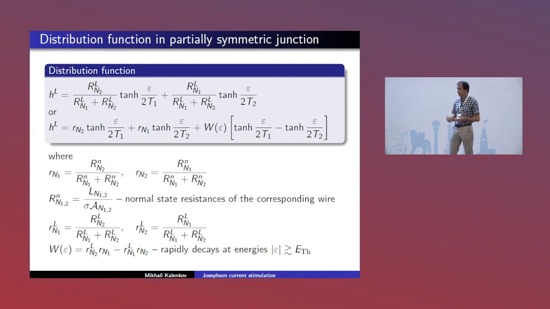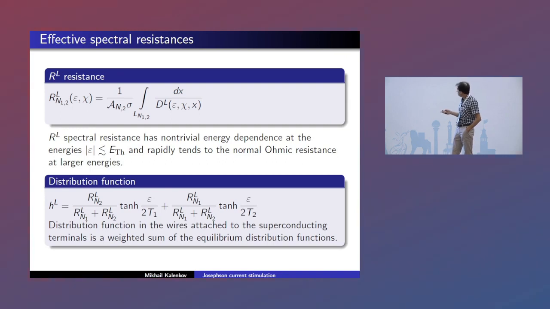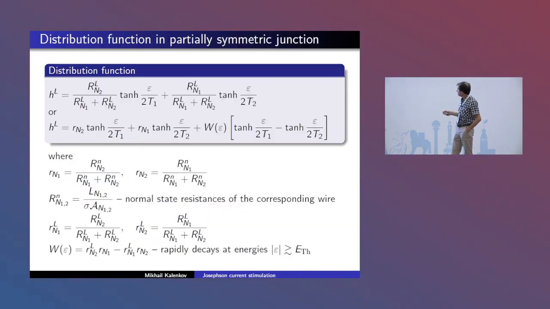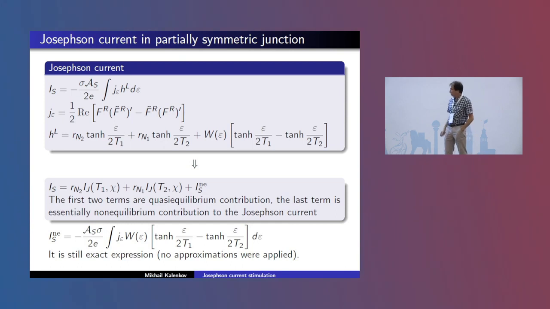What we know about this function is that it is even in the energy and phase and rapidly decays when the energy exceeds the Thouless energy. So now we have all ingredients to evaluate the current. Sorry. We just have this expression for the current.